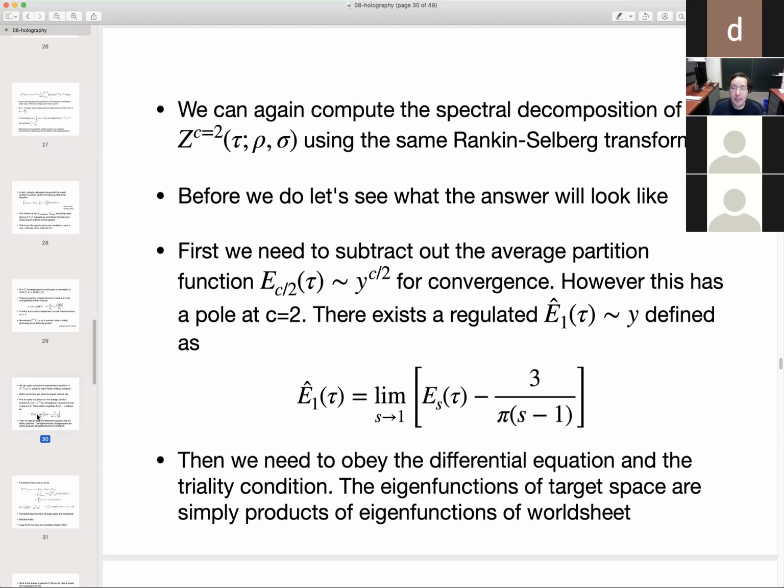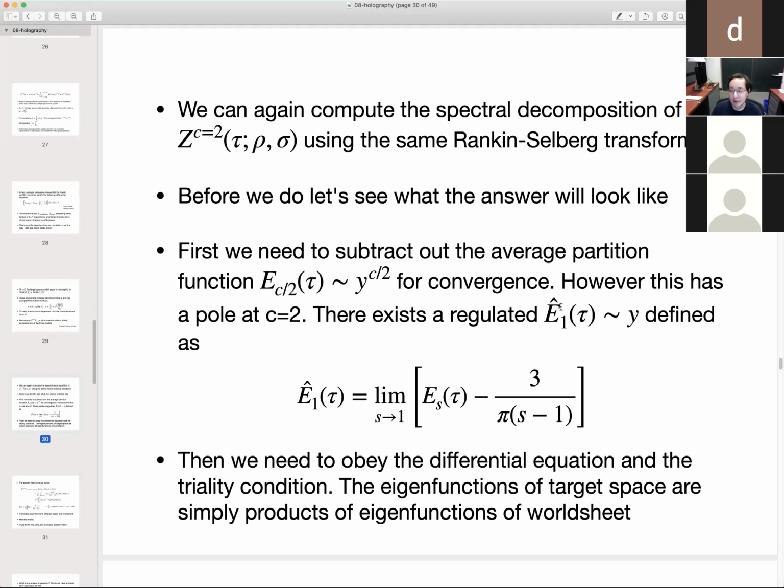Okay, so again, we can do the spectral decomposition of central charge c equals 2 using the same trick. Now, again, before we do the calculation, let's try to guess what the answer would look like. Recall, we always need to subtract out the average partition function E_{c/2}, because we're computing deviations from the average. Unfortunately, here's a technical point. At c equals 2, this function diverges.